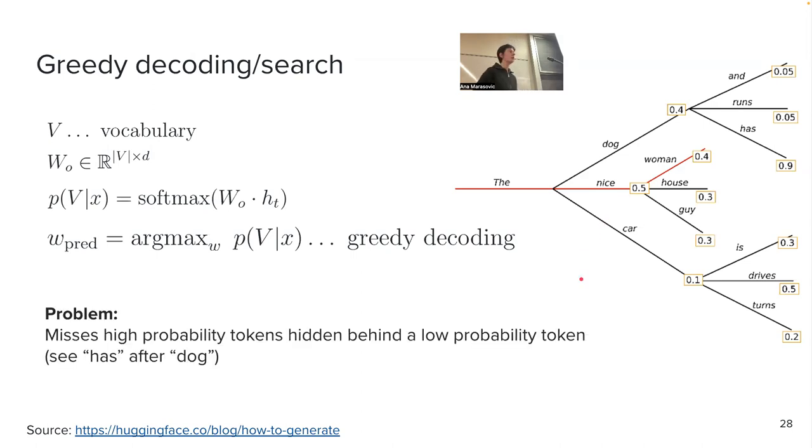The issue with greedy decoding is that it misses high probability tokens hidden behind a low probability token. So here after the word dog, you have a word "has" that has 0.9 probability, really, really high probability, but we'll not reach it because we have taken this greedy approach, where we miss the word dog just because we have taken this higher probability word.